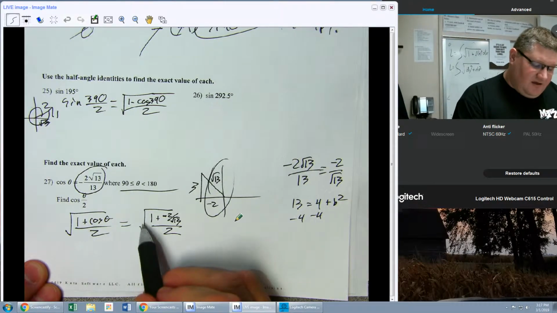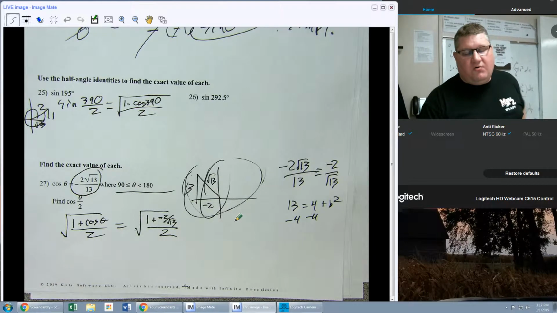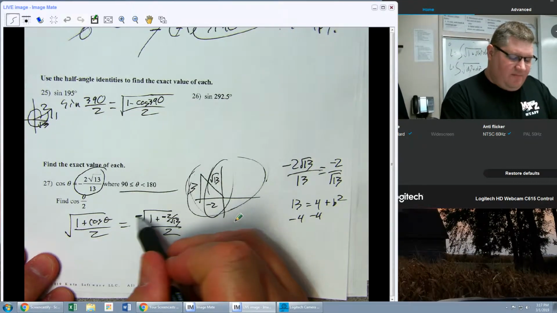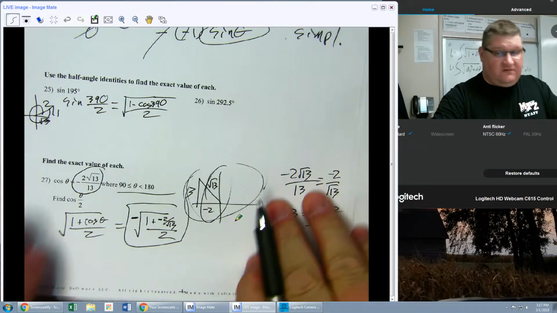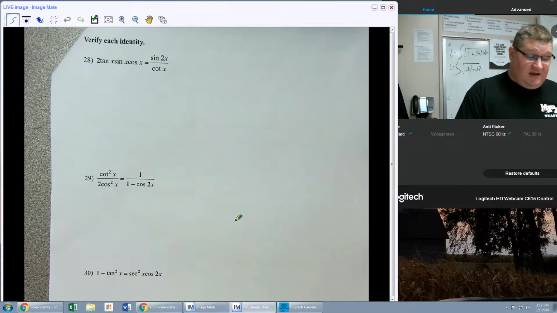Now again, is it plus or is it minus? Well, let's take a look. What quadrant was this in? Quadrant number 2, therefore meaning the cosine's going to be negative. Okay, that's 27. Moving on, verify each identity.